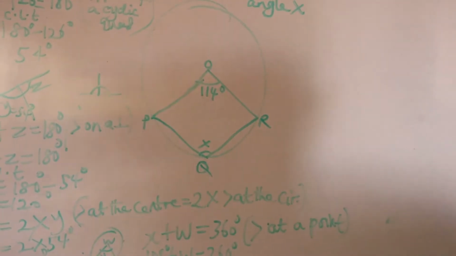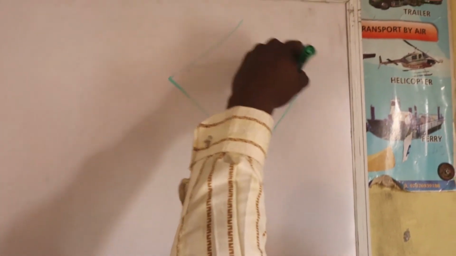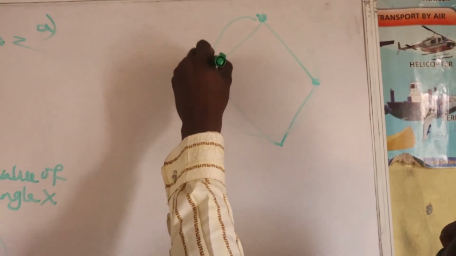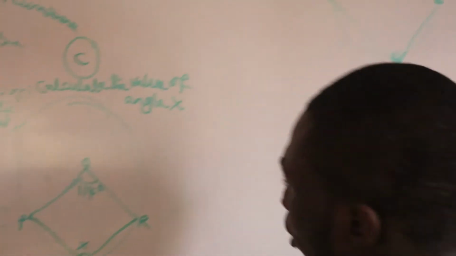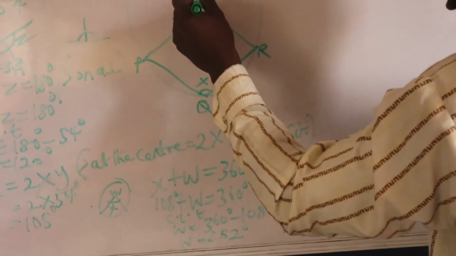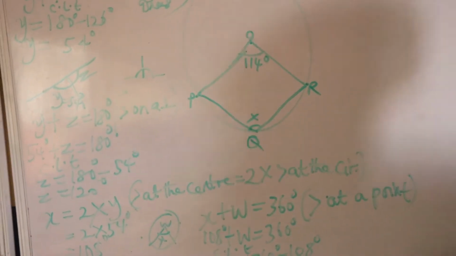Do you know why? I told you that a cyclic quadrilateral has its vertices touching the circle. Are you getting it? It must touch the circle. Now look at it. We have 1, 2, 3, but the last one is not touching. The fourth one here is not touching the circumference.